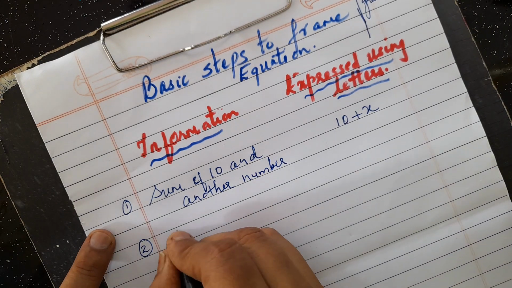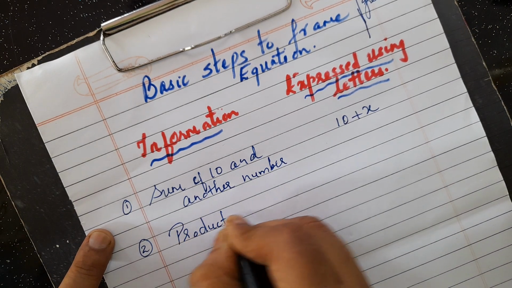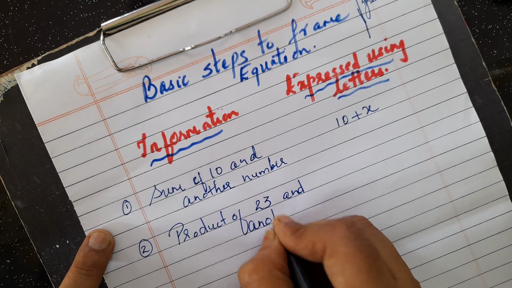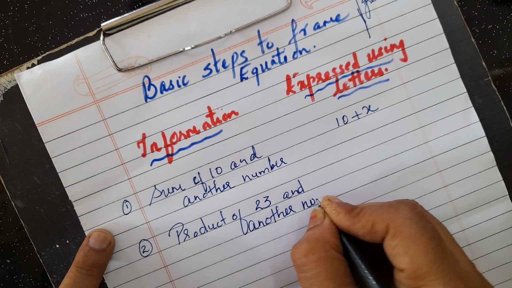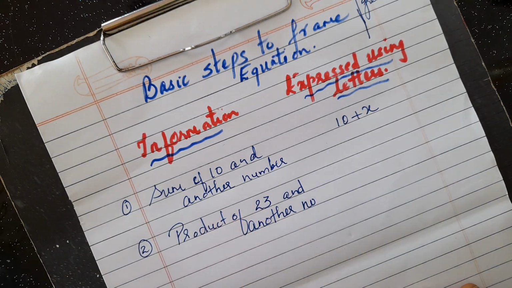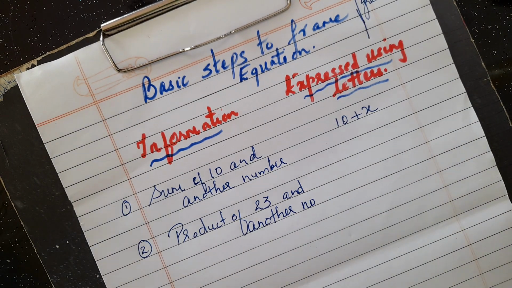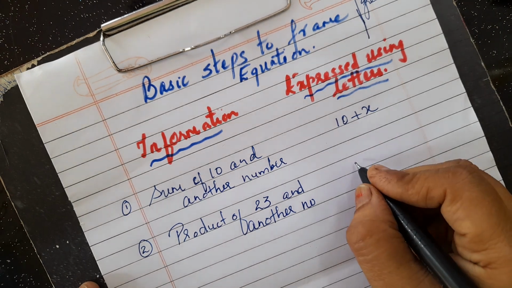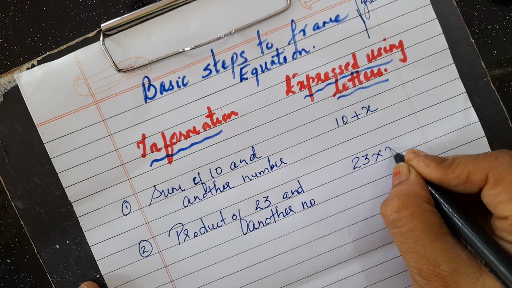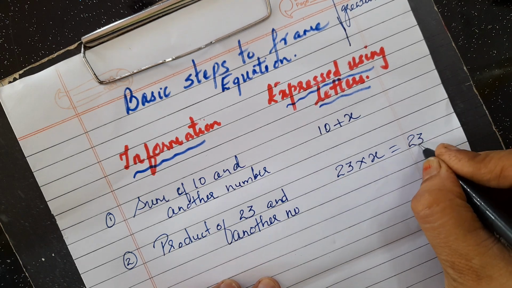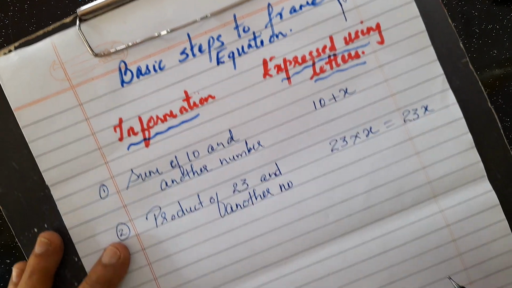If I say product of 23 and another number, so product means what? You know, multiplication. Product means multiplication. So it will be what children? And for another number, again you can take any variable, x, y, z, okay, any variable. So you can take even x also. So it will be 23 into x. This is equal to 23x. Okay, we can write it this way.